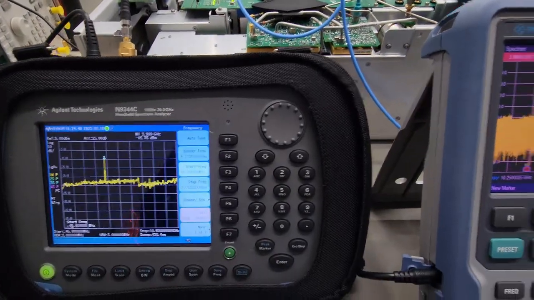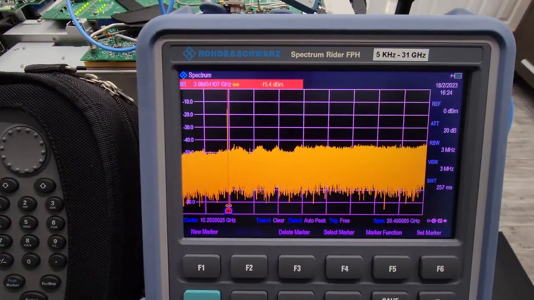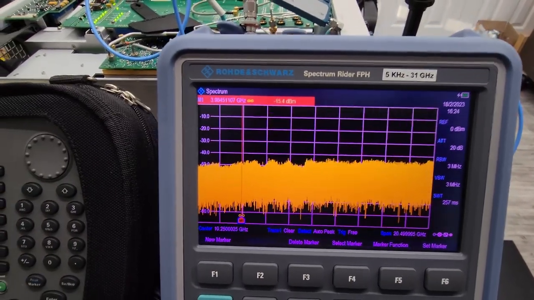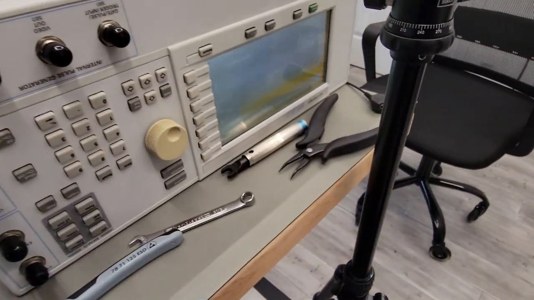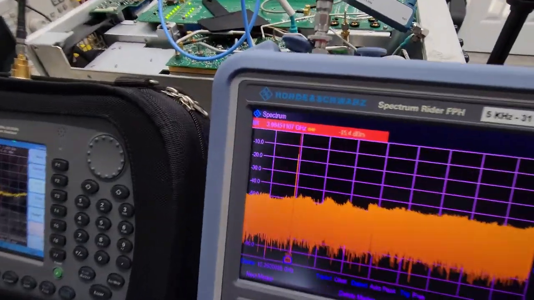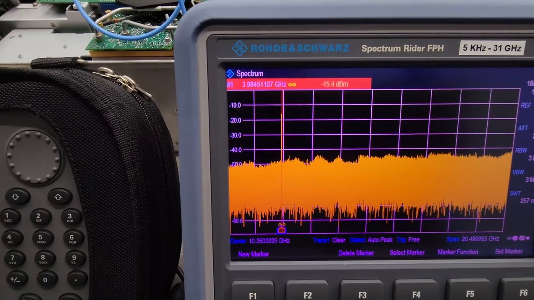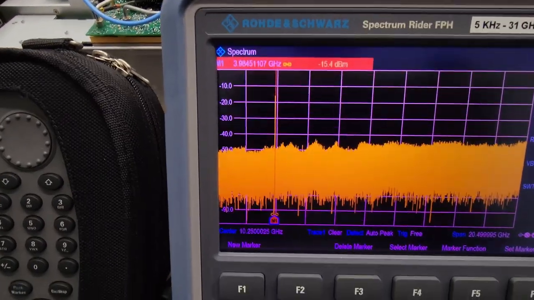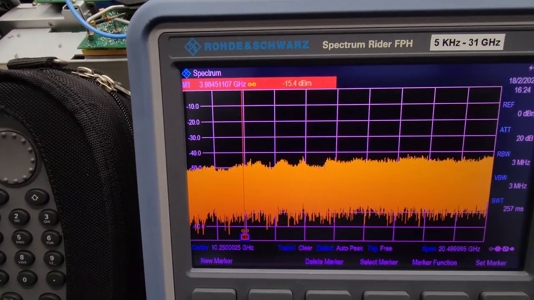So right now the signal generator is set to 4 GHz on the output here, and the output power setting is 15 dBm. So I turned it down a little bit. And we're still seeing our low amplitude symptom here. So we have minus 15 dBm on the output.